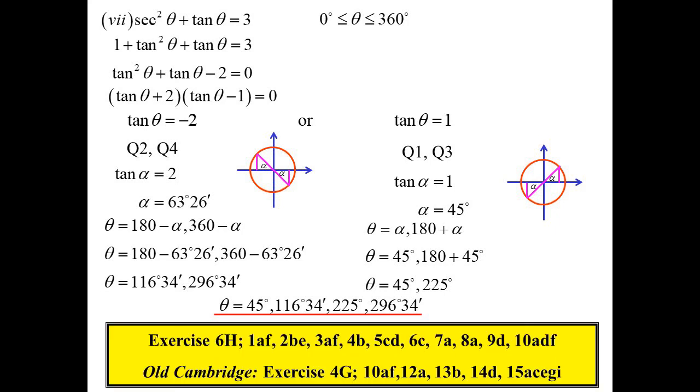6H, and then from the old Cambridge, handful of questions there.